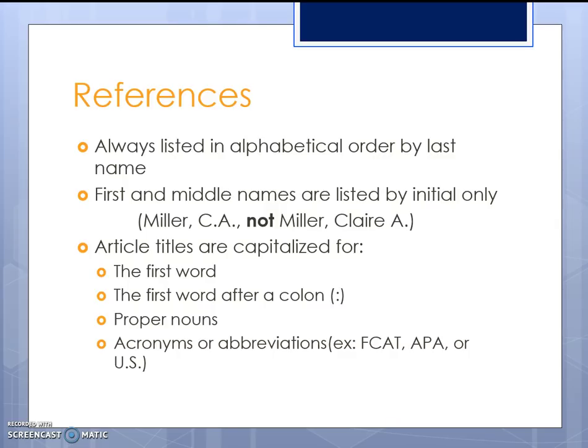We capitalize proper nouns. Now, of course, you remember that a proper noun is a person, place, thing, or idea that has a specific name. So, for example, Mount Rushmore or Florida would both be capitalized. We also capitalize acronyms or abbreviations. That includes things like APA or USA.